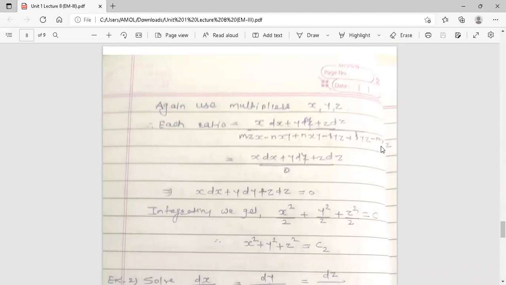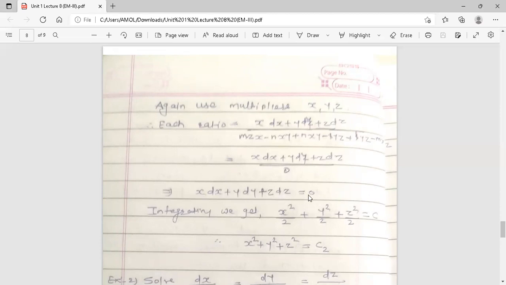So mzx and the last term mxz get cancelled. Minus nxy plus nxy get cancelled. Minus lyz plus lyz get cancelled. So after multiplying by the multipliers, if we add the denominator terms, we get 0, so the numerator terms are also 0. So we have the second equation x dx plus y dy plus z dz is equal to 0.